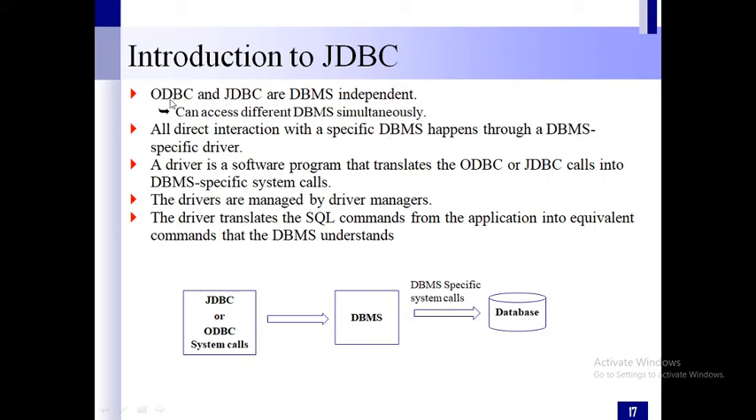Now we'll see JDBC connectivity. Here we have ODBC and JDBC, which are DBMS independent. That means you can access any database. It is not specific to a database. You can have an Oracle database or Sybase, or MS Access, or DB2. So you can have different databases, and such databases can be accessed using an ODBC connection or a JDBC connection.